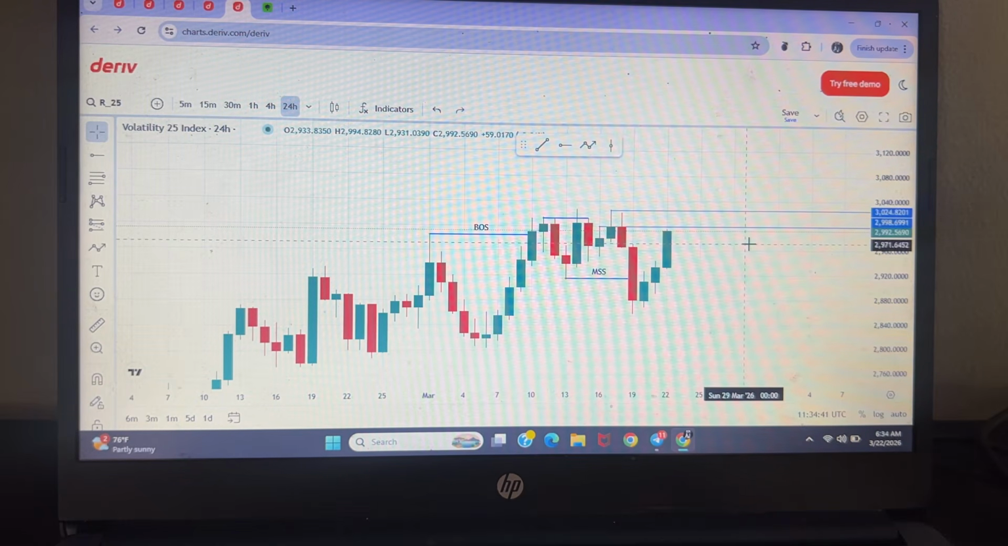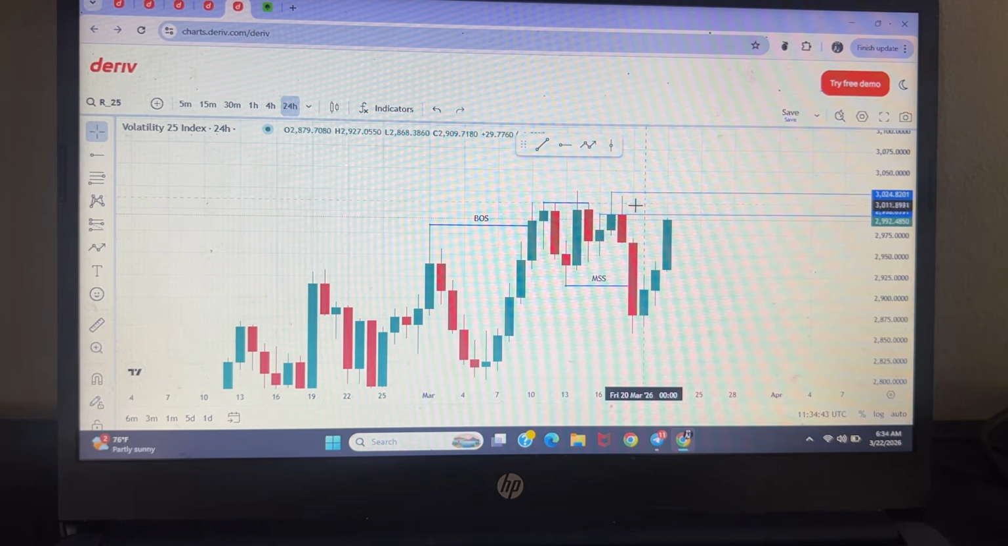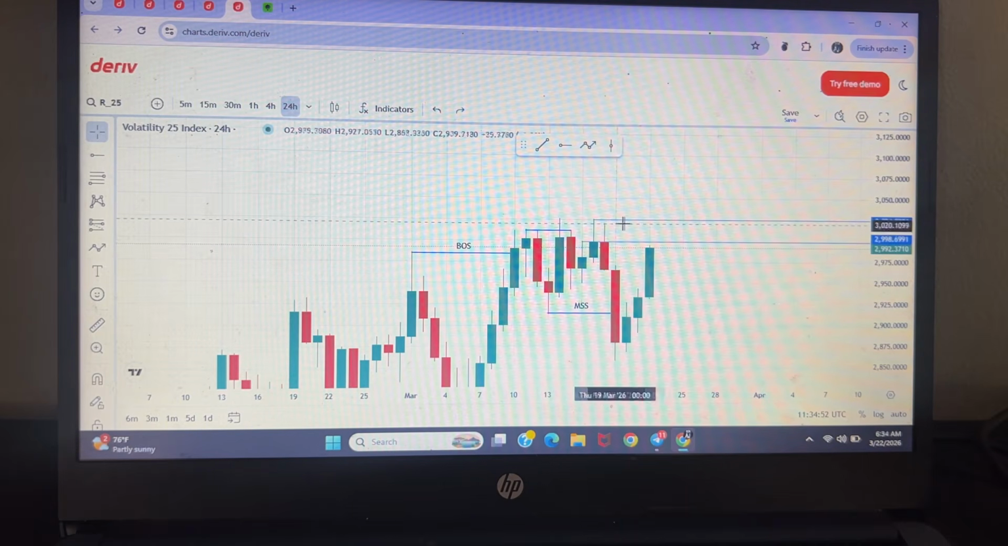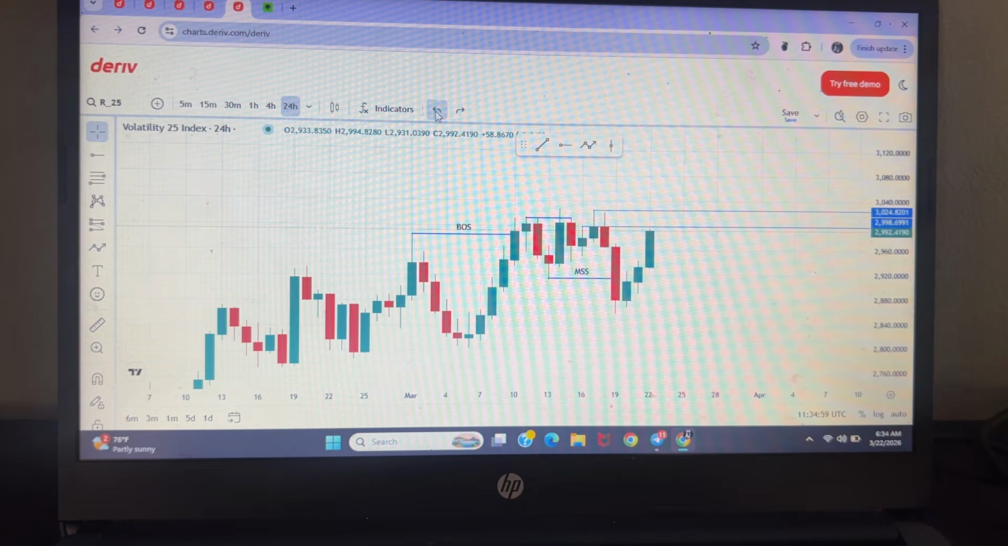We don't want to see price look for buys right there. Yes, we are looking for sells. The only way we're gonna look for buys is if price comes and takes out these highs up here. So that's what we're supposed to do. So now we mark the zone on the daily time frame.